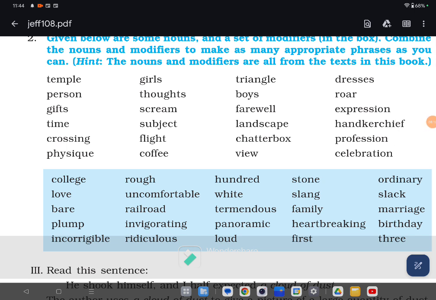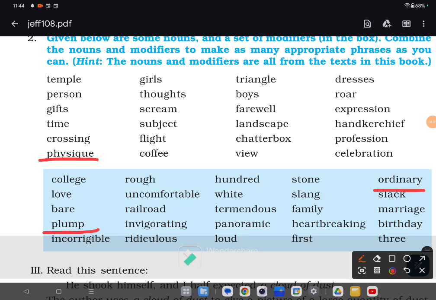And see the next one, crossing. With crossing, which can match? Railroad crossing. Okay. The next one, physic. With physic, which can be used? Physic is a physical thing. Plump physic. That means when somebody is overweight, then we say plump physic. And you can also say ordinary physic.